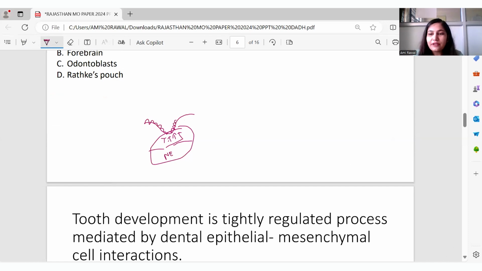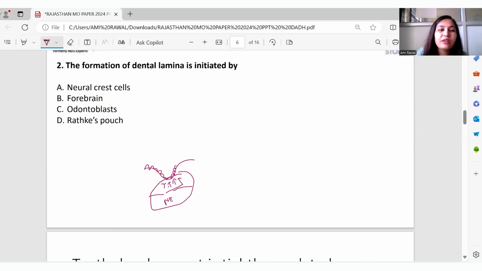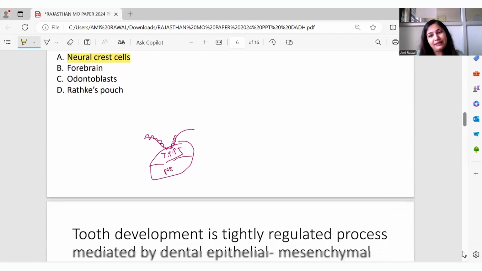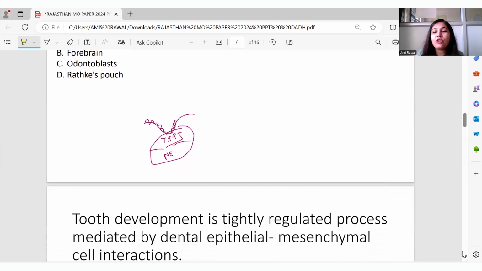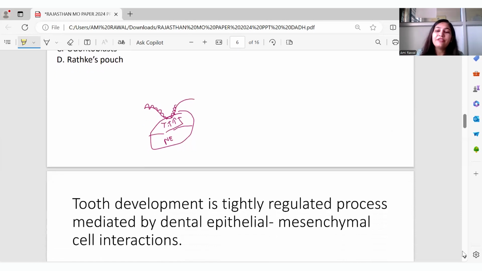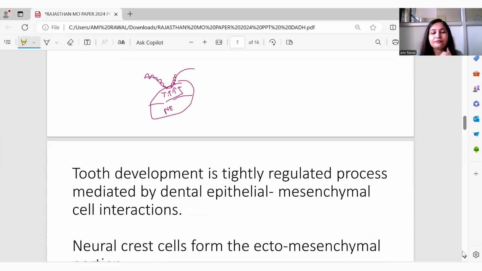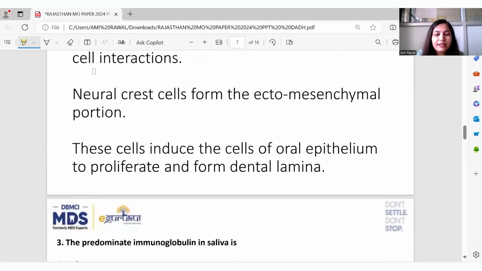So amongst the options given here, the correct answer will be neural crest cells. As enamel is an ectodermal structure, it is mainly formed by the epithelial portion, the ectoderm. The rest are formed from ectomesenchyme, which is formed by neural crest cells. So neural crest cells mainly induce the cells of oral epithelium to form dental lamina by sending signals. This is mainly reciprocal induction.